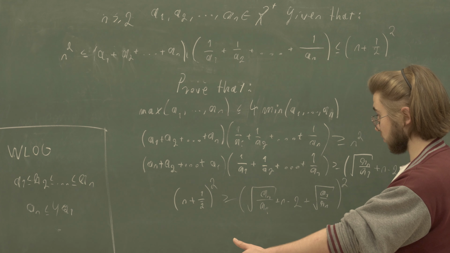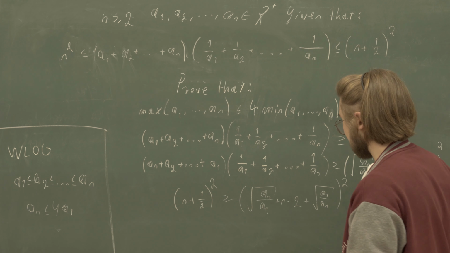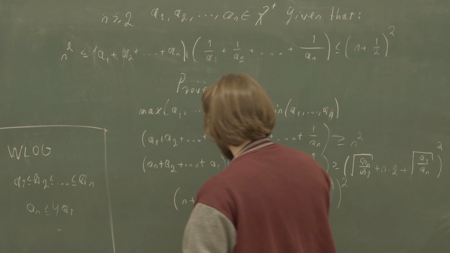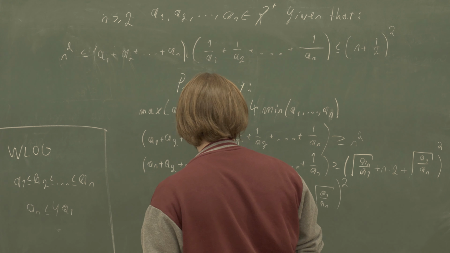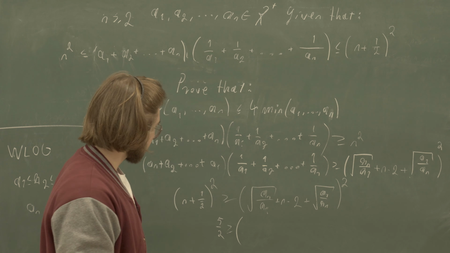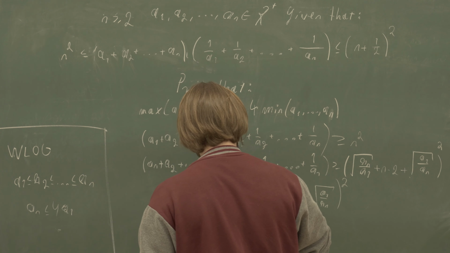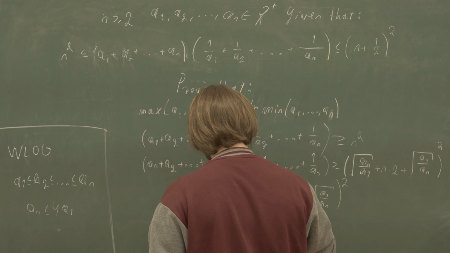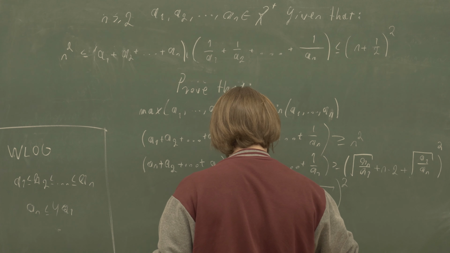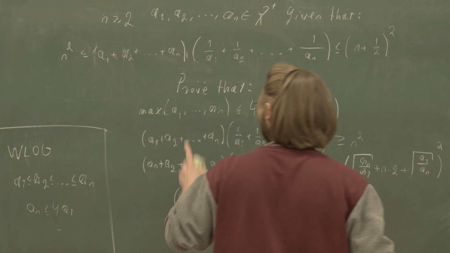Now, the nice thing is that we can simplify it by taking the square root on both sides. Those n's are going to cancel each other out, then I can move that 2, and what I'm going to be left with is just 5 over 2 is greater than or equal to the square root of an over a1 plus the square root of a1 over an. Well, that's starting to look like something workable, which is absolutely lovely.